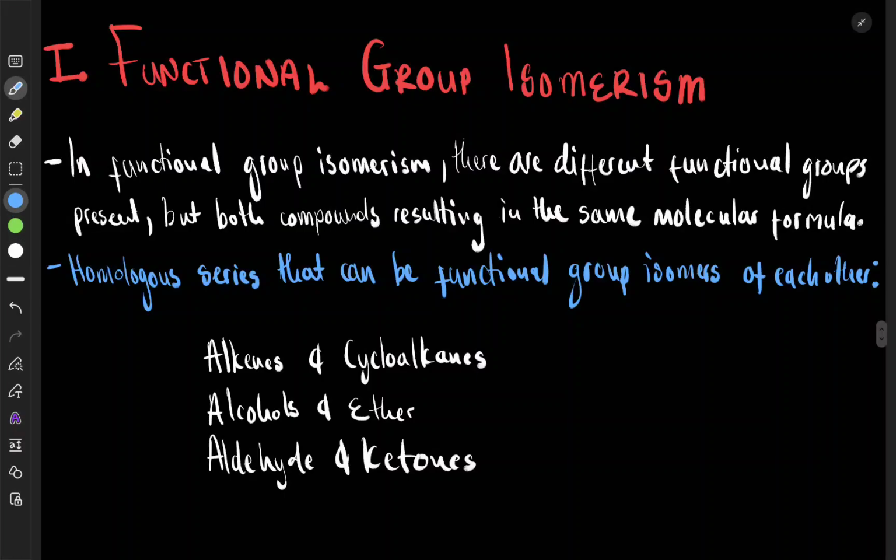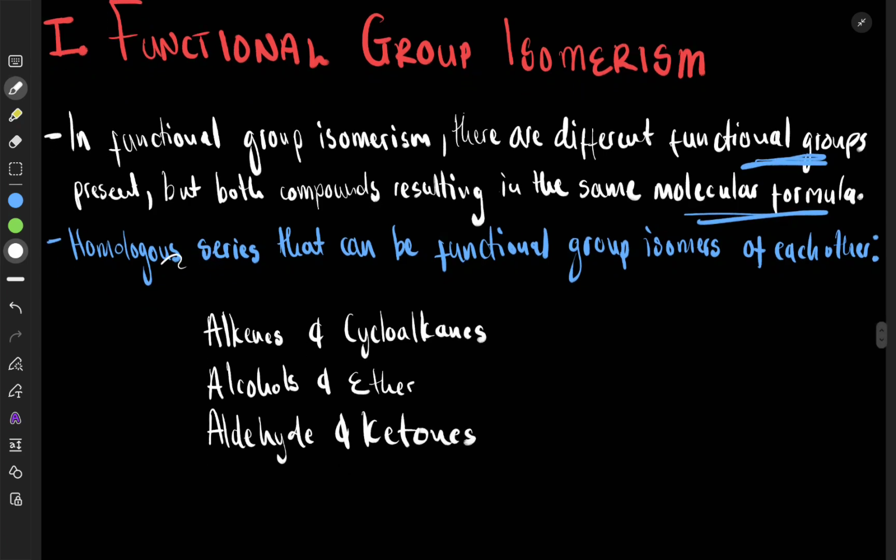We said in functional group isomerism, what is different? The functional group. So in functional group isomerism, there are different functional groups present, okay? If it's called functional group isomerism, then the functional groups are the ones that are changing. But the compounds will be having the same molecular formula. So it's a type of structural isomerism where the compounds have the same molecular formula but different functional groups present.